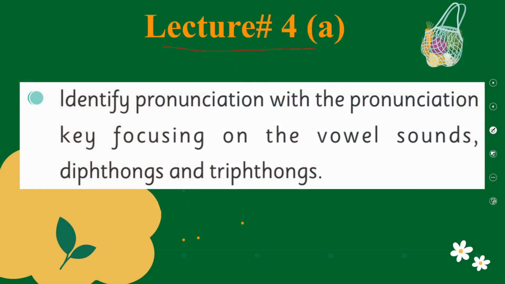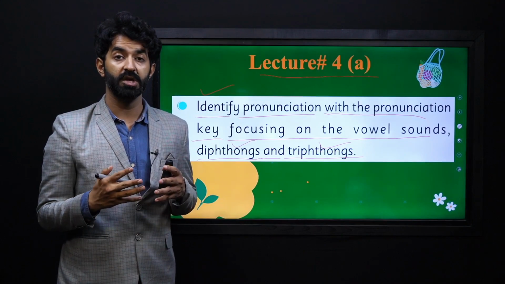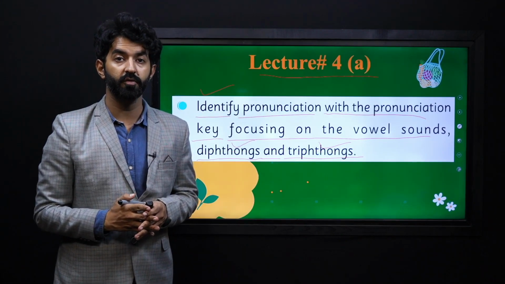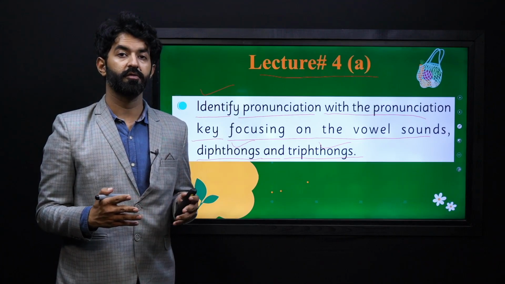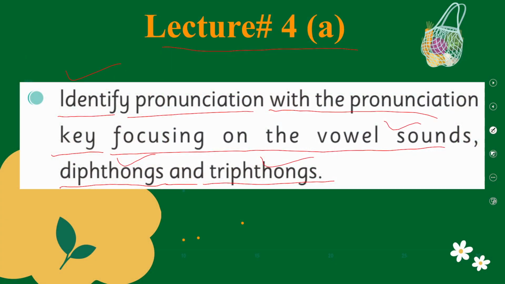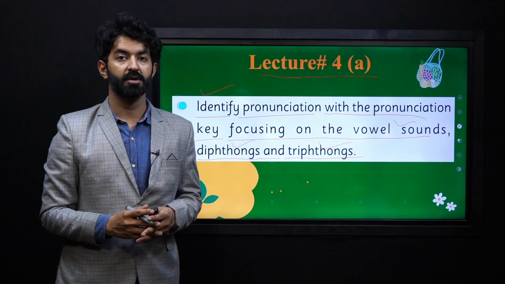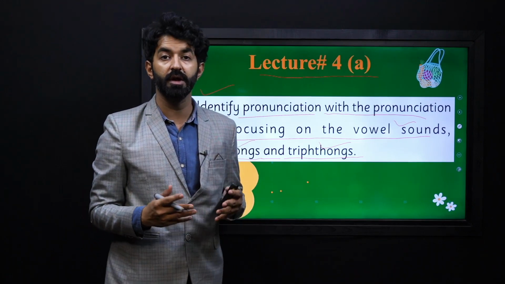Now, our lecture number 4 is divided in parts. Here with lecture number 4A, we will be covering the SLO or student learning outcome. It says identify pronunciation with the pronunciation key, focusing on the vowel sounds, diphthongs and triphthongs. My dear learners, this is about the pronunciation using the pronunciation key that is provided with the entry word. If you're looking for anything in the dictionary or thesaurus, you can find different pronunciation keys of any word, and we will be focusing on the sounds here, whether how do we say the vowel sounds and the consonant sounds, and also focusing on the vowel sounds with especially diphthongs and triphthongs. We will learn about these things.